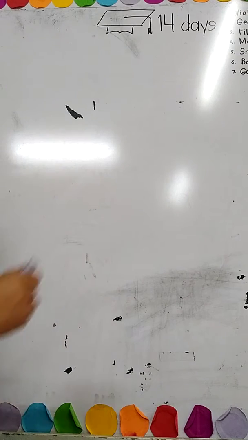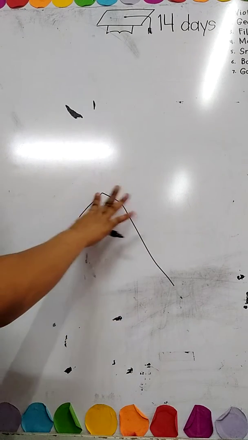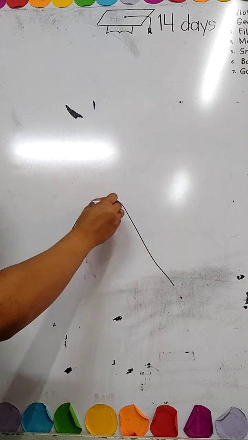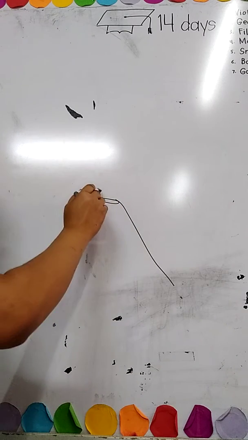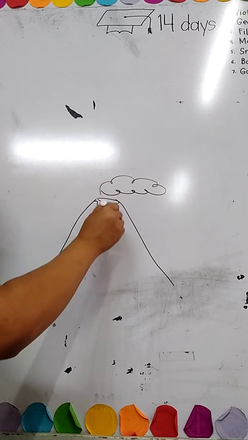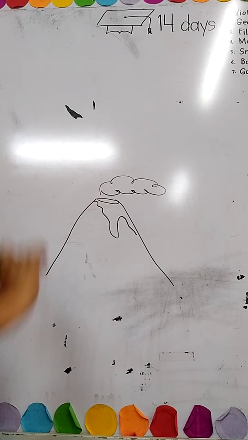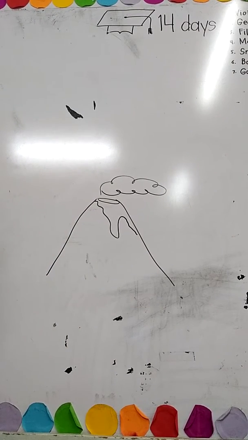So to draw a volcano, just draw a mountain, but make a small hole, and then maybe you can draw some ash, or you can draw some lava flowing down. That's up to you. But we need a mountain with a vent. Okay, that's what a volcano is.